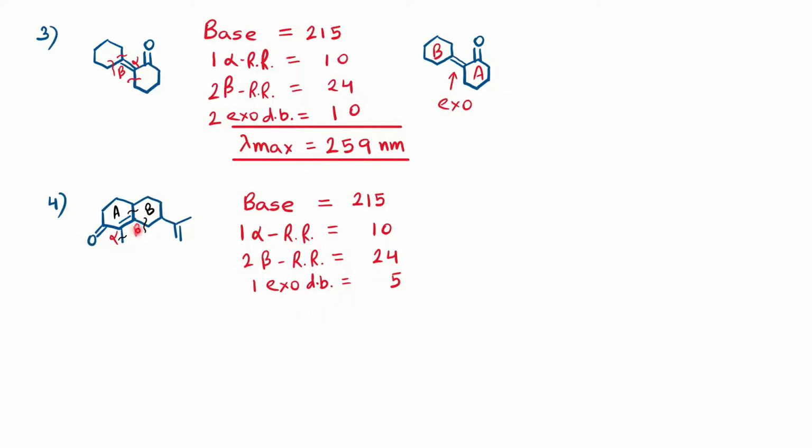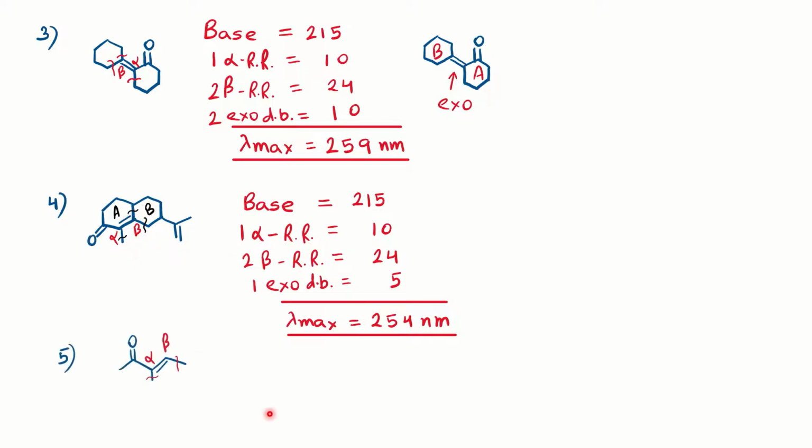And finally we have to see, does it have any exo double bond? You can notice easily that this particular double bond is exo to the B ring. So we have one exo double bond, that is plus 5. So that's it for this molecule, and 254 nanometer is the lambda max for this molecule. For a multiple choice question, they may give you 4 options and you have to find the correct option. Whatever double bond or other functional group is present in the system, if it is not in the conjugation, it will not affect the lambda max value.